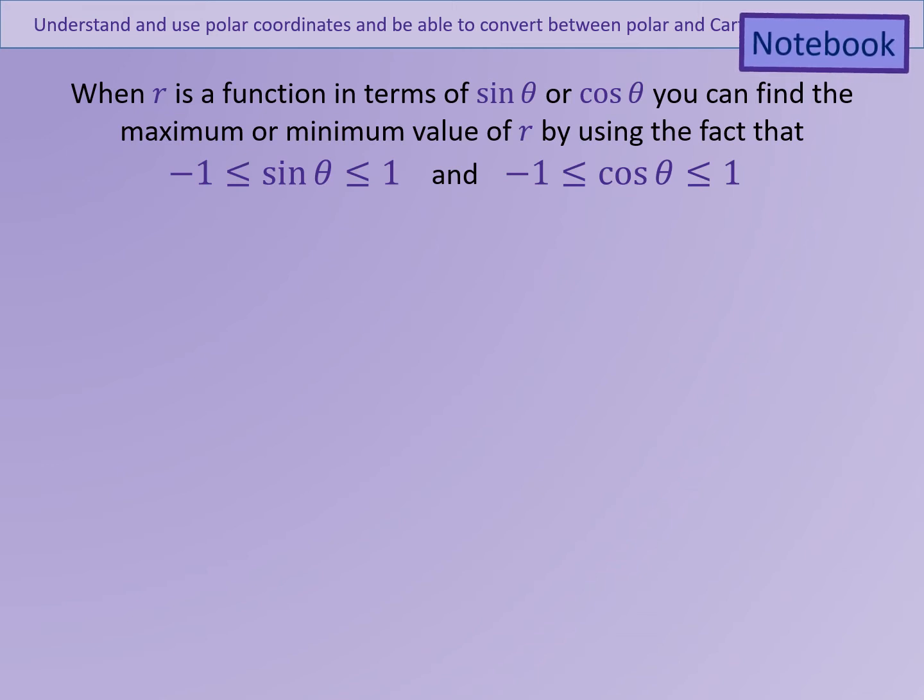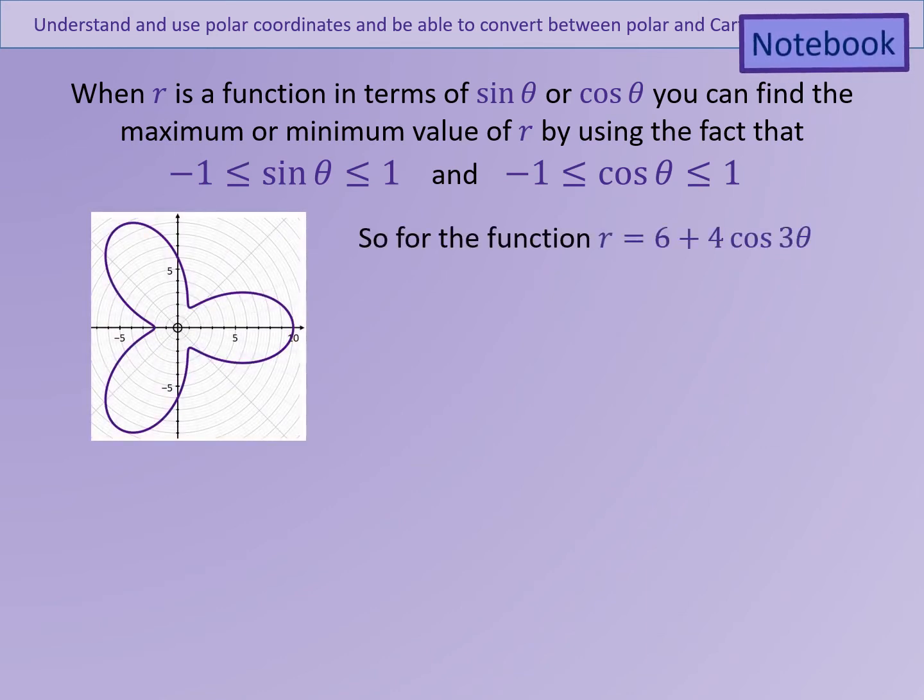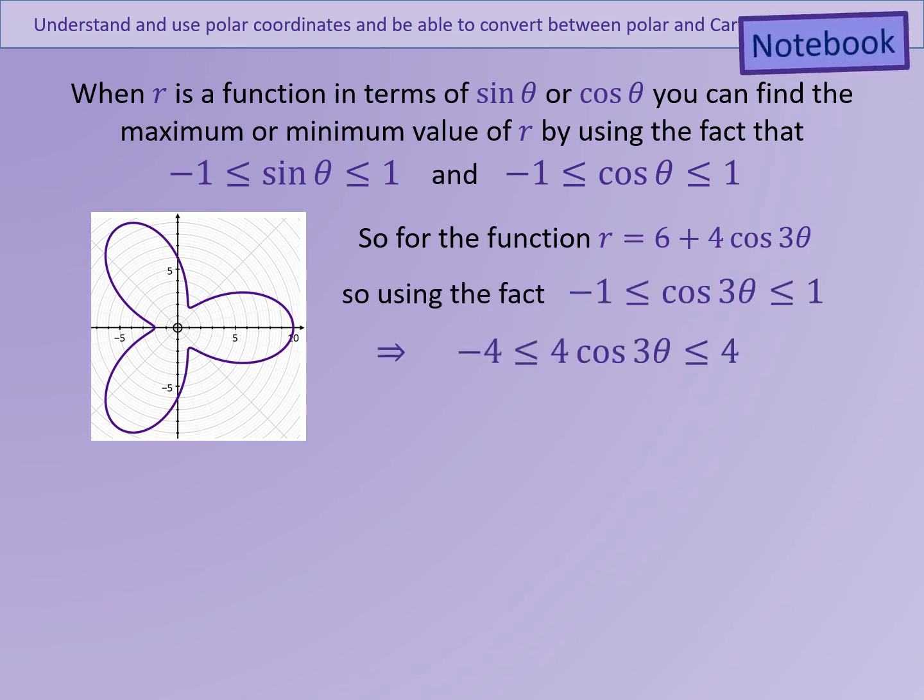So what we could do is consider the fact that the sine and cos functions have a range from -1 to 1. So therefore this function here will have its maximum value when cos 3 theta is equal to 1. It will also have its minimum value when cos 3 theta is equal to -1. Therefore 4 cos 3 theta will be between -4 and 4. So 6 plus 4 cos 3 theta varies between 2 and 10. This is where the minimum of 2 and the maximum of 10 can be found.